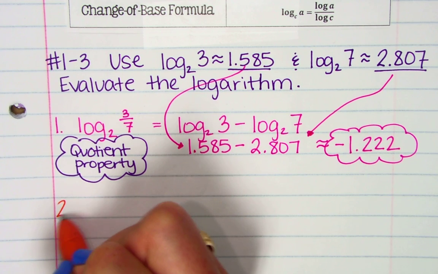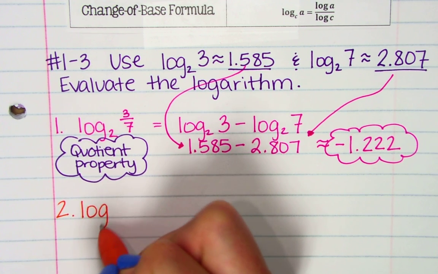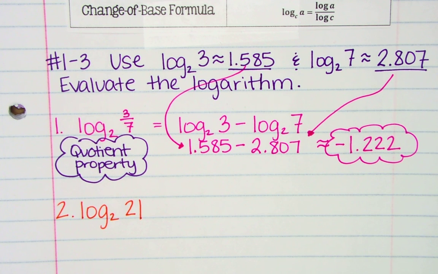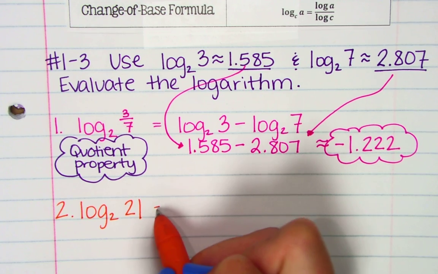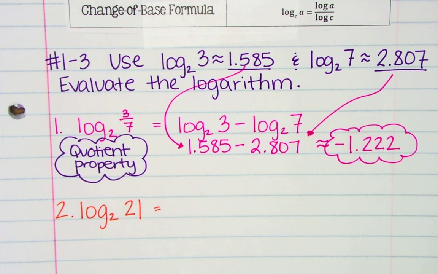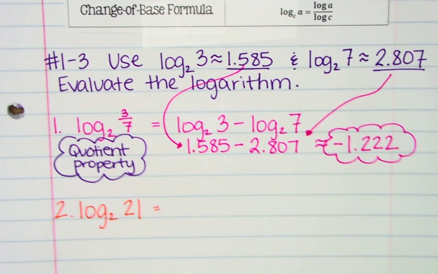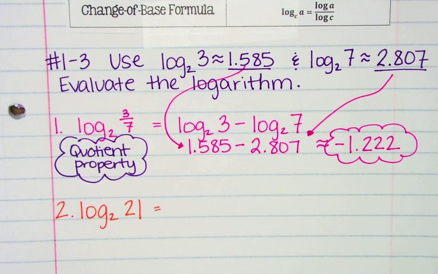Okay, second one, number 2. Log base 2 of 21. Now, they did not give me 21. They gave me 3 and 7. So I have to figure out how they got 21 using 3 and 7. They multiplied. 3 times 7 is 21. So which property did they use then?